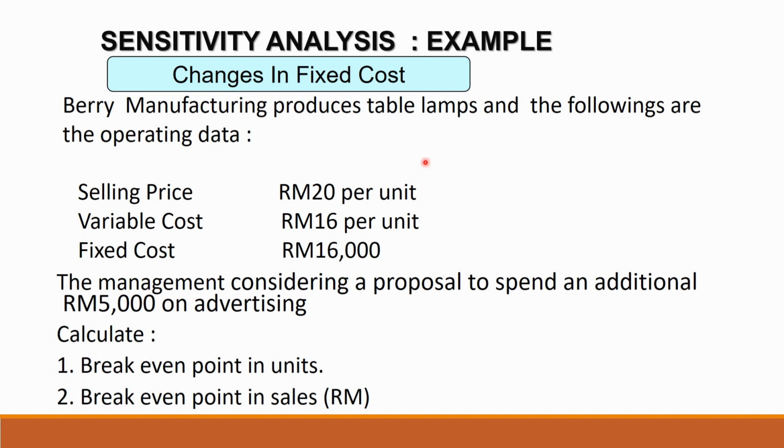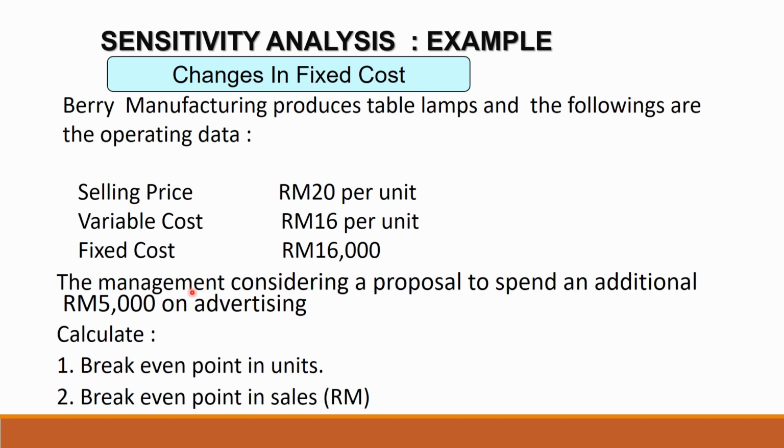Now, we look at the changes in fixed cost. And we still use the same data where the selling price and the variable cost remain unchanged: RM20 per unit selling price and variable cost RM16 per unit. So this amount remains unchanged. We just change the fixed cost.